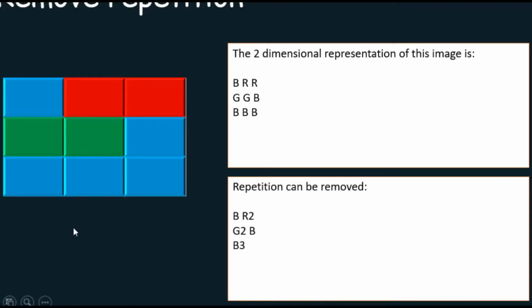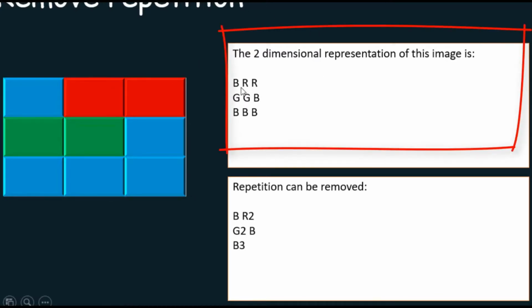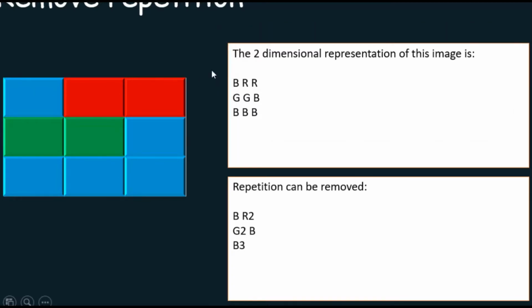Now the second method is removing repetition. So as you can see, a bitmap image itself may be made up of several pixel regions, and there may be repetition in between those regions. So this one is blue, then you have red twice, green twice, and then blue, and 3 times blue. So we can represent it using a two-dimensional representation: blue, red, red, green, green, blue for each mapping. So blue, red, red, green, green, and then blue.